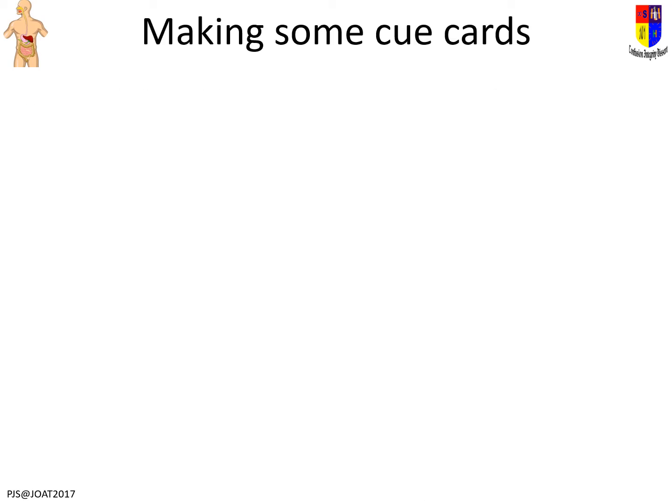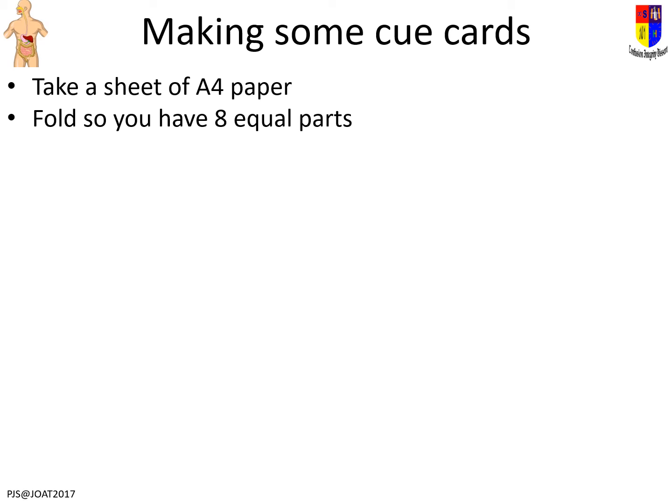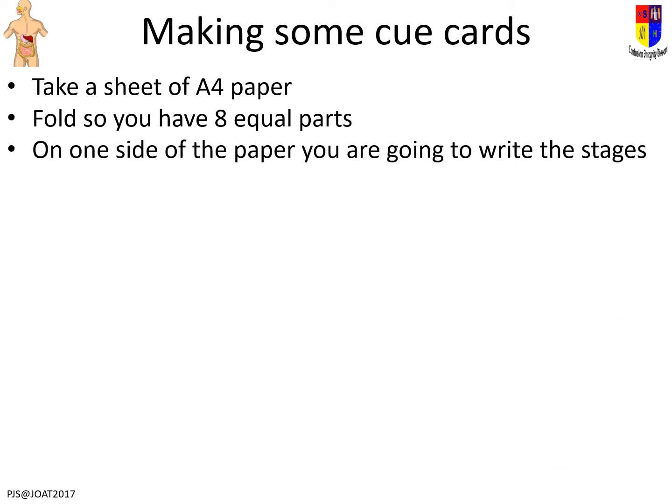Okay, so one of the ways that you can revise this is to make cue cards, and it's really useful for things where you have a sequence that you need to know. So if you take a sheet of A4 and fold it so you've got 8 equal parts, and then on each one of these parts you're going to write down the stage on one side, and then on the other you're going to draw a diagram.